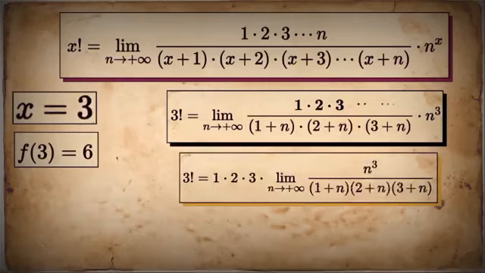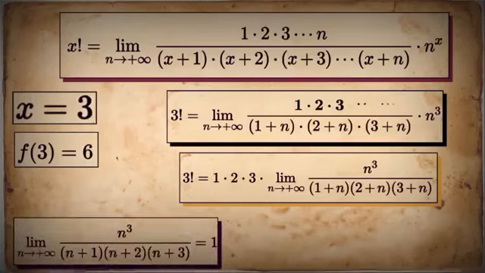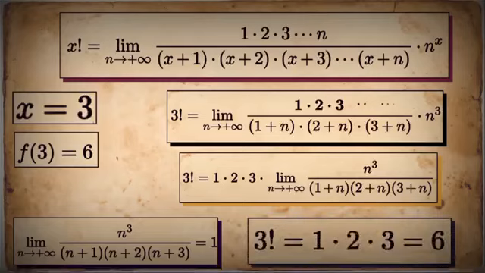The 3 factorial in the numerator, 1 times 2 times 3, can be pulled outside the limit since it does not depend on n. Outside the limit, we have 1 times 2 times 3. Inside the limit remains n cubed divided by the product of n plus 1, n plus 2, and n plus 3. As n grows without bound, this ratio tends to 1. The numerator and denominator both grow like n cubed, and their ratio approaches 1. So the limit equals 1, and the entire expression reduces to 1 times 2 times 3, which is 6. The formula correctly recovers 3 factorial.